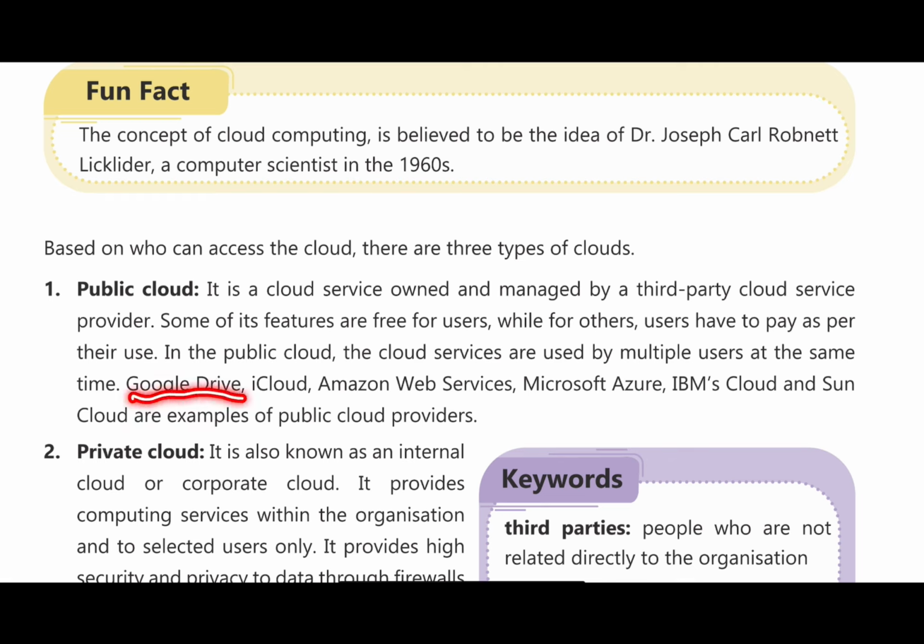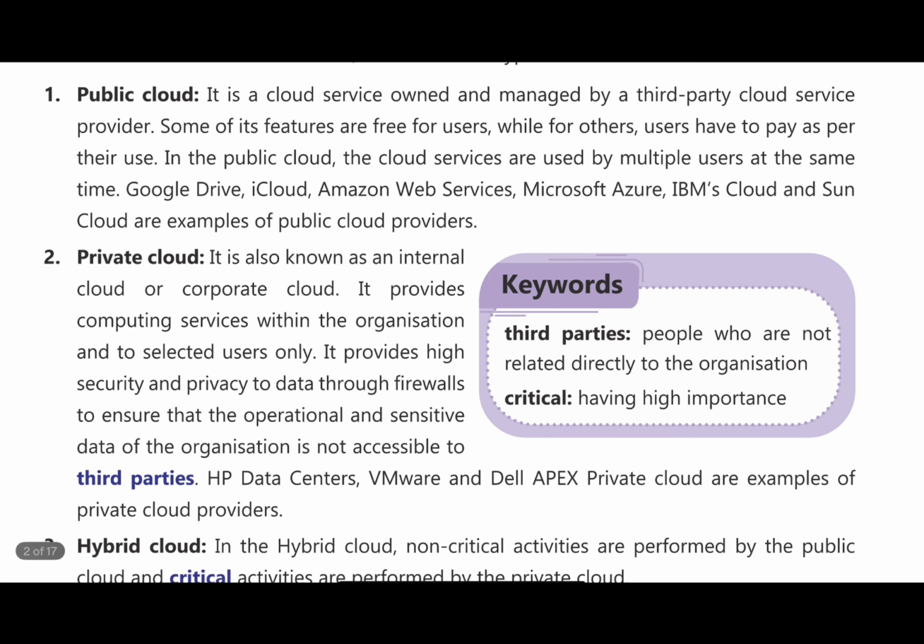Examples are Google Drive, iCloud, AWS, Microsoft Azure, IBM Cloud and Sun Cloud. Understood? It is managed by third party cloud services. And second one is private. Private is basically used by those who have sensitive data, those who want more security, right? And examples are HP Data Center, VMware and Dell Apex Private Cloud. These are the examples of private cloud.